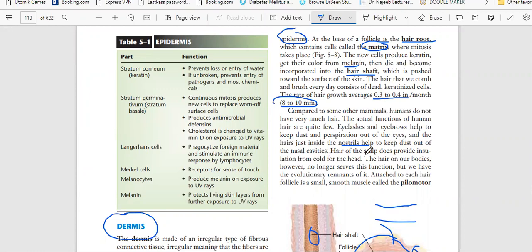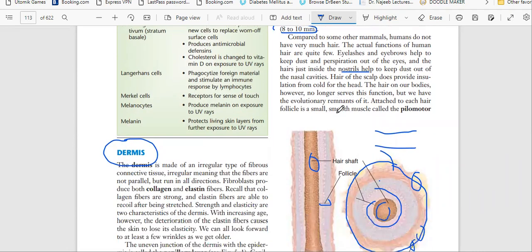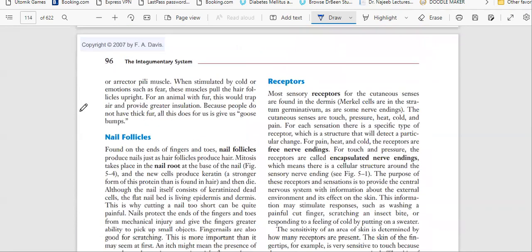So hair in other areas, like on our head, will protect from cold. So different body hairs have different functions. Each hair is attached to one of the smooth muscles that is called the pilomotor or erector pili muscle. So we will see that muscle.